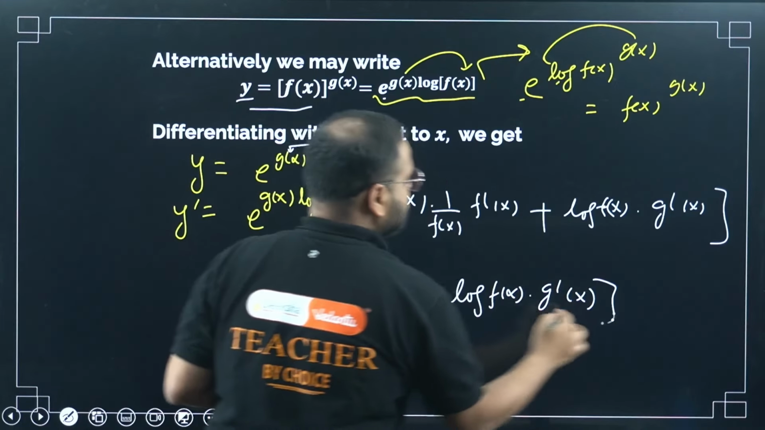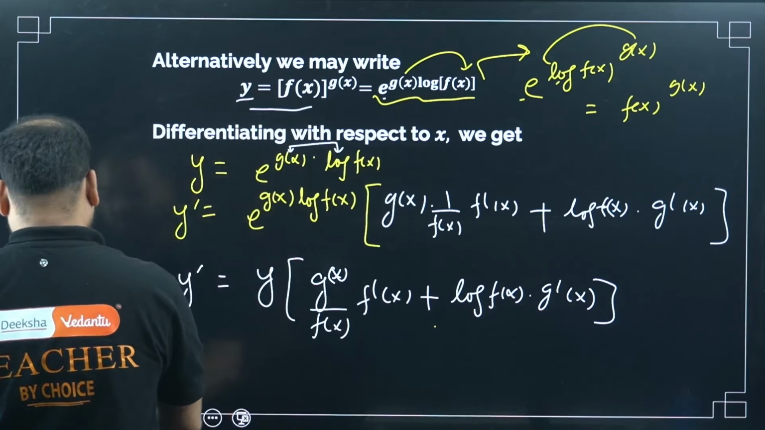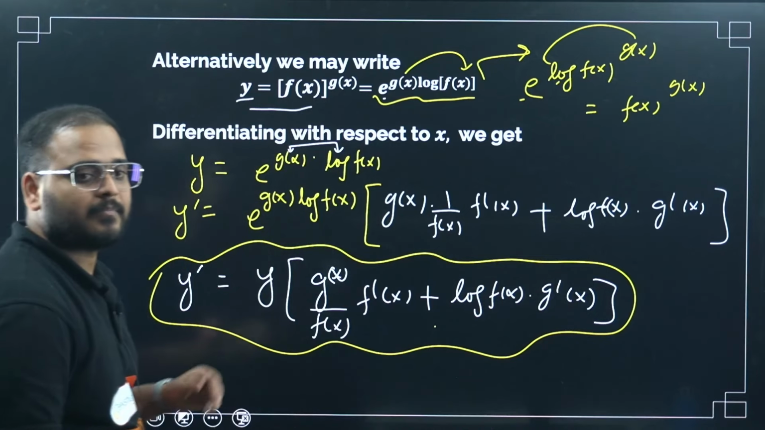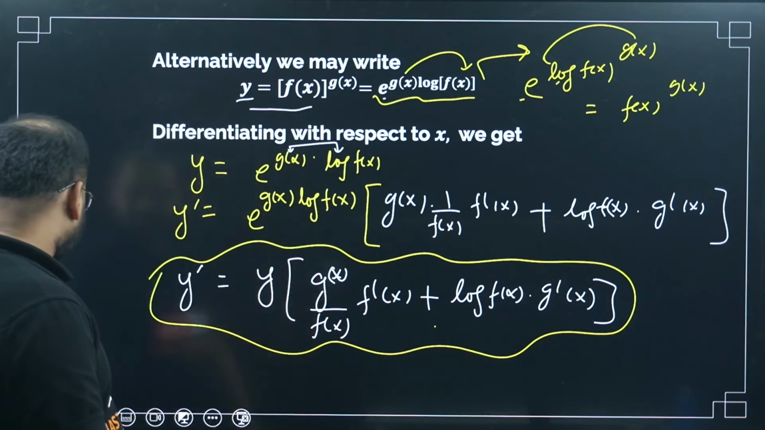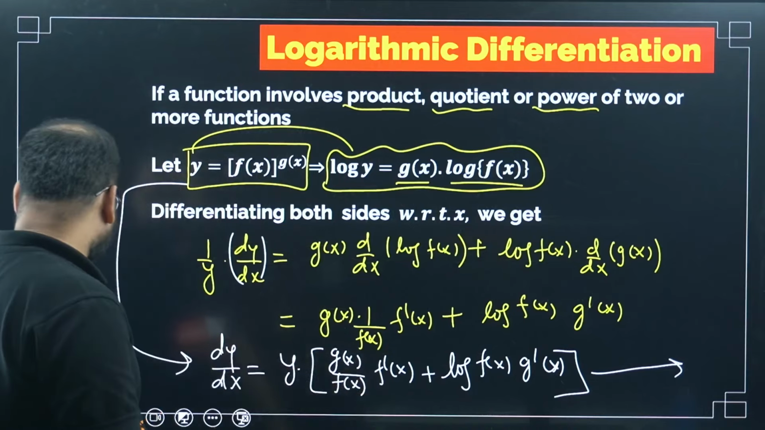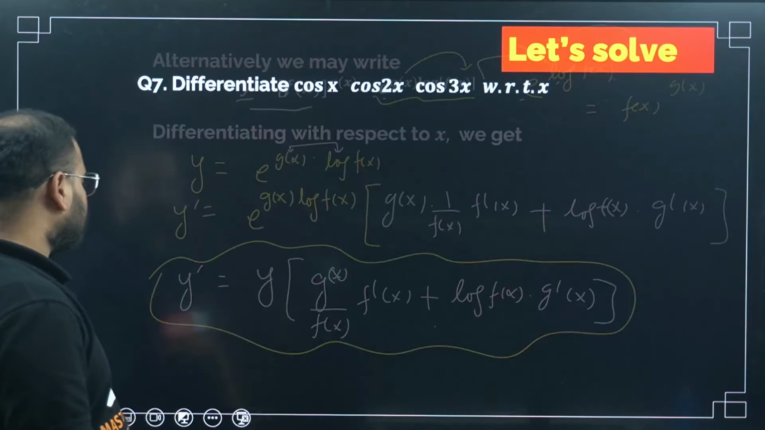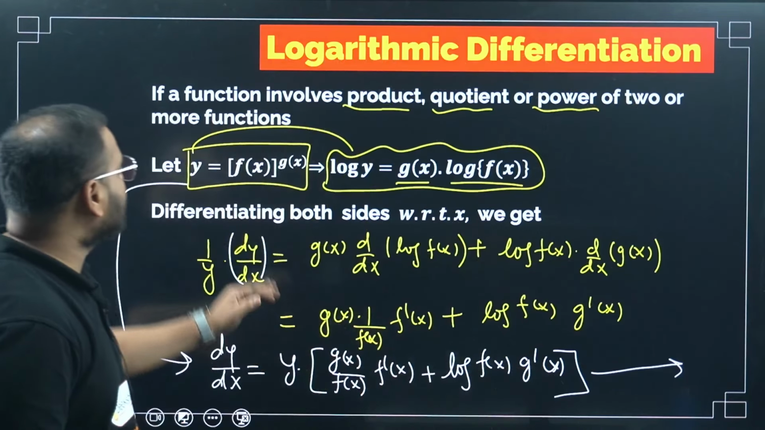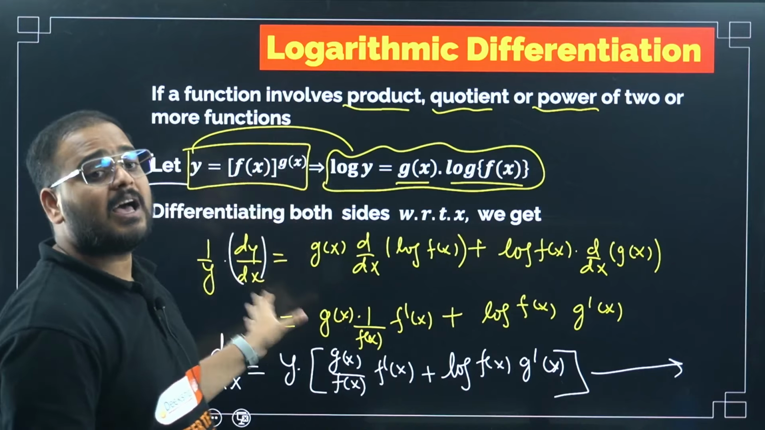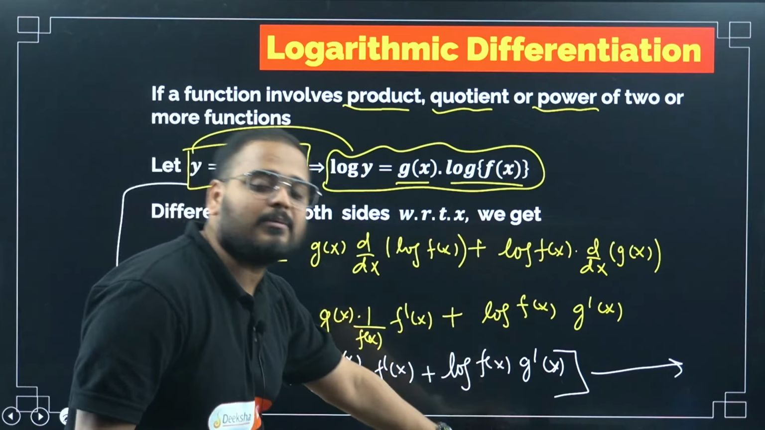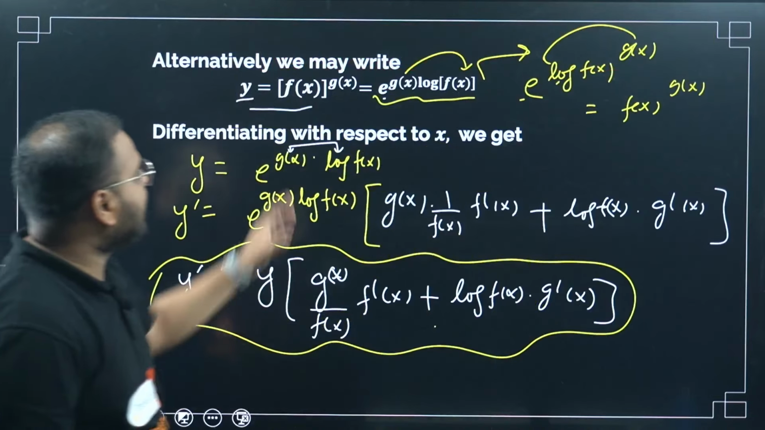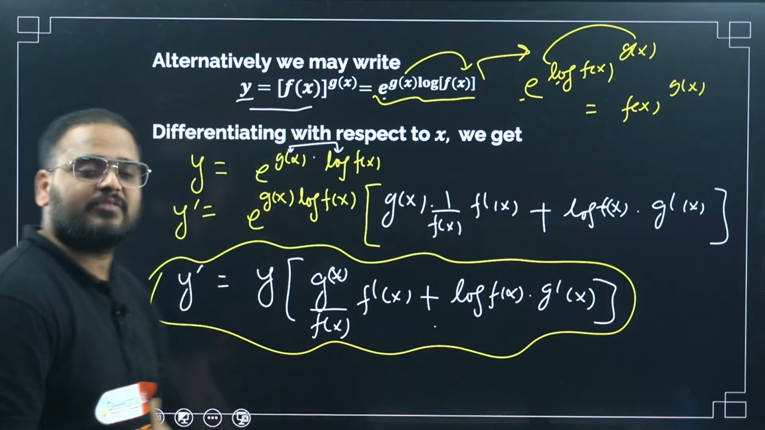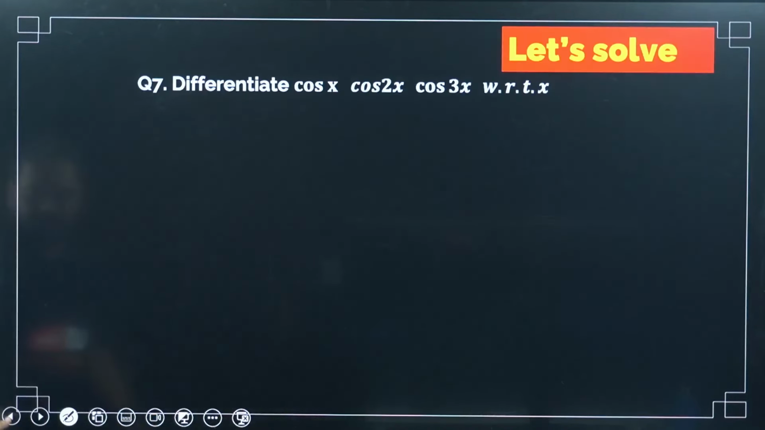This is summarized, right? This is my y dash. Please check now. y times g(x) by f(x), f dash x plus log f(x) times g dash x. So whether I use, for the same function y equal to f(x) to the power g(x), logs on both sides, I got the same result as differentiation, or whether I operated with exponential for the same expression, I got the same result in differentiation with respect to the same variable. I hope this is clear.